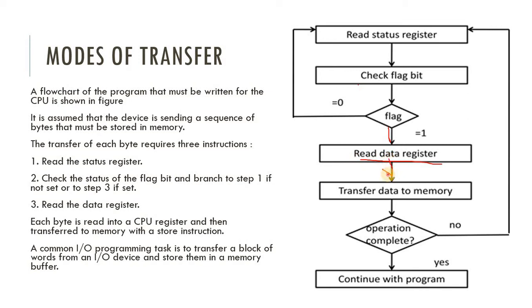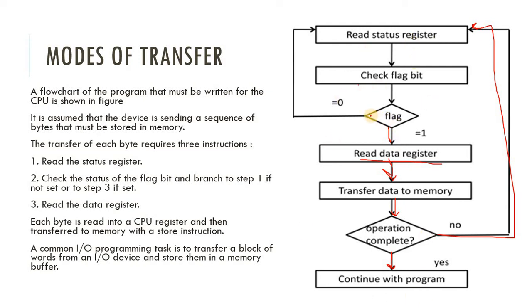The next step is that after reading, the data will be transferred to the memory. Now the next step is the operation complete step. Now the CPU checks whether the operation is completed or not. If the operation is complete, then continue with the program. But if the operation is not complete, at that time the program pointer will be transferred back to read the status register again, and this cycle will continue.